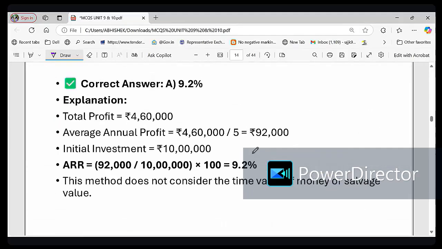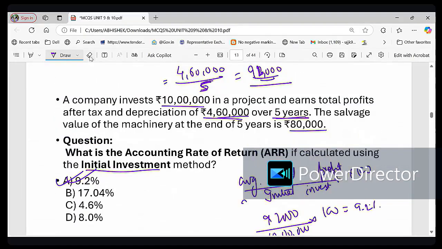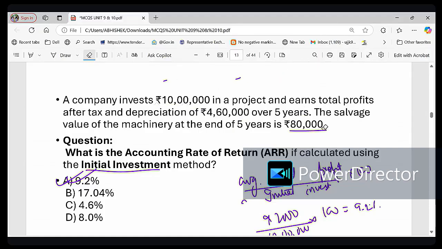Let's come back to this data. This is the data, and the salvage value they have given is 80,000, right? They want to calculate using the average investment method. Can you do the calculation? How much percentage are you getting using the average investment method?